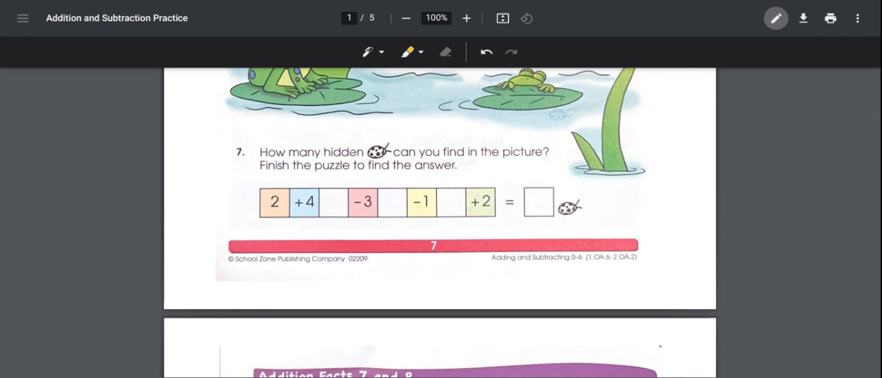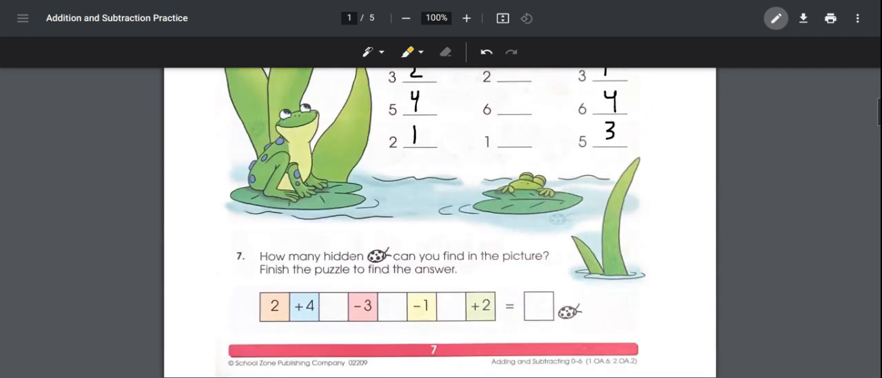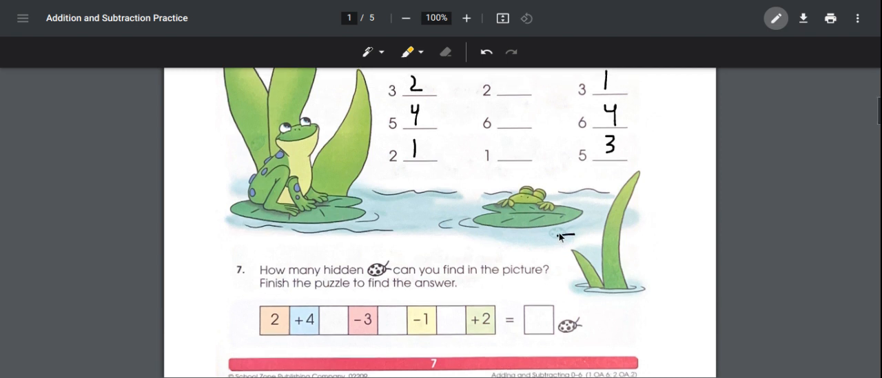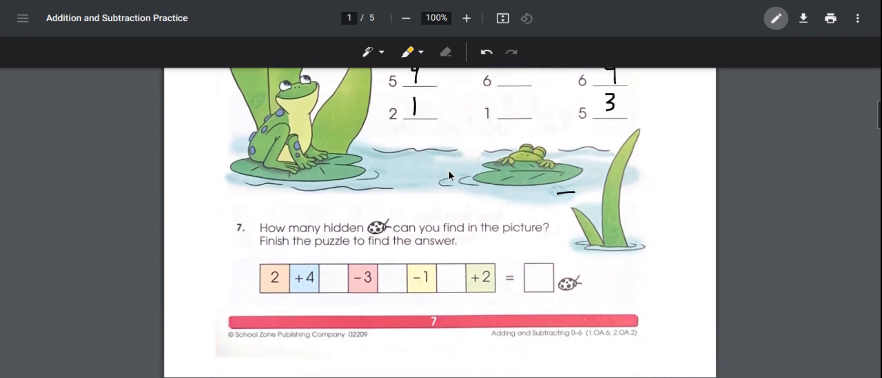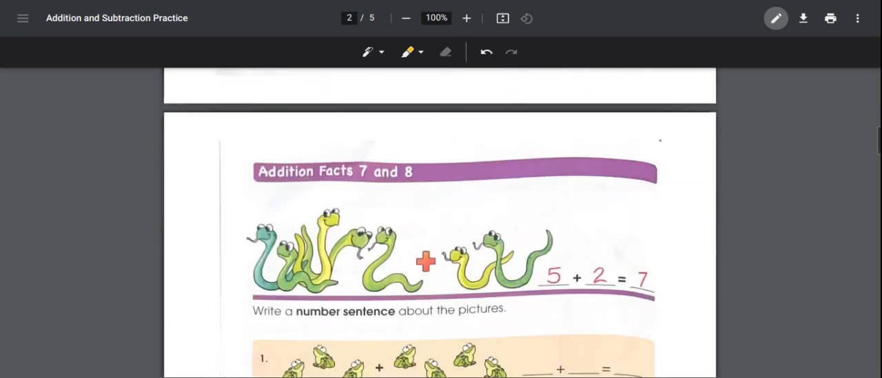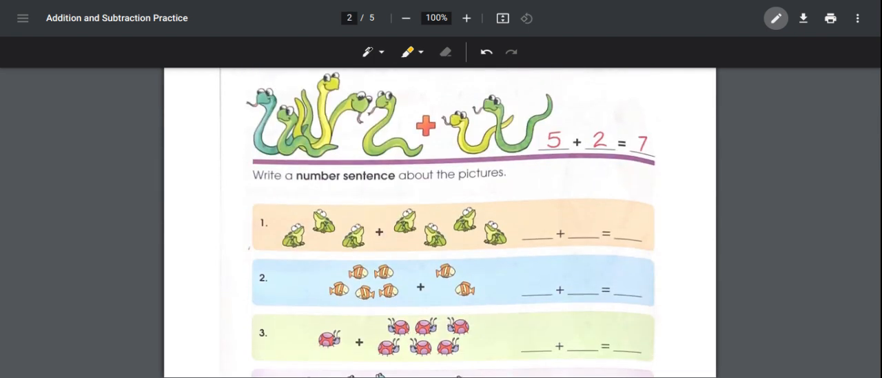And then there's a puzzle right here. How many pictures of that can you find in the picture? Finish the puzzle to find the answer. So like you have to find stuff that look like this, and I can already see one here and here, but I'll let you do this by yourself if you want.